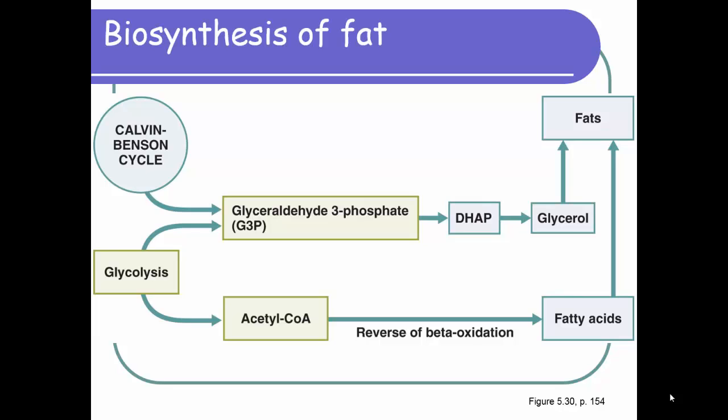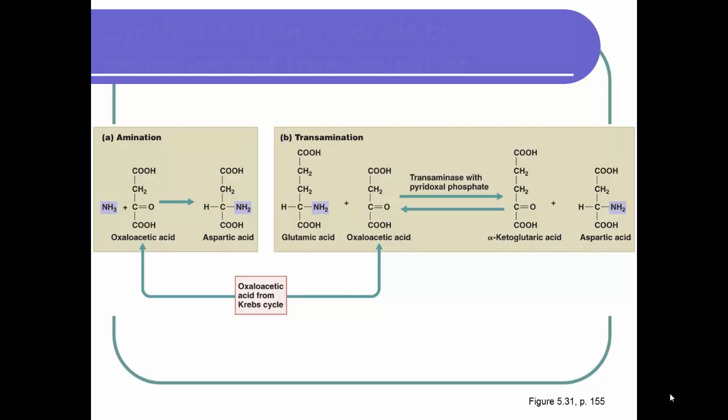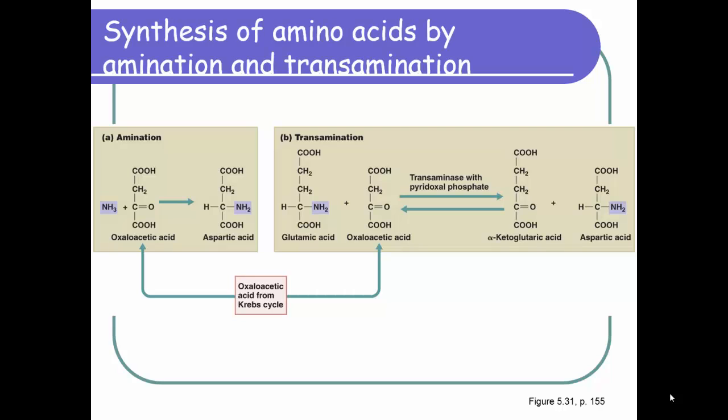We can also reform fat by taking G3P, taking it back to DHAP and to glycerol, taking acetyl-CoA, reverse beta oxidation, form the fatty acid chains, take 3 fatty acid chains and glycerol, and form a triglyceride. We can also reaminate or transaminate different amino acids in order to reform proteins.